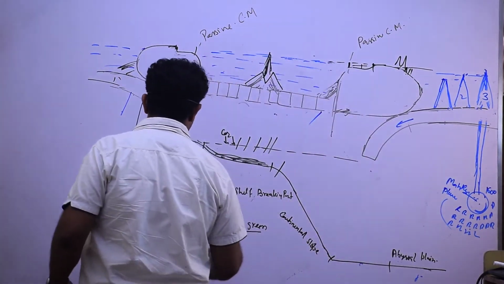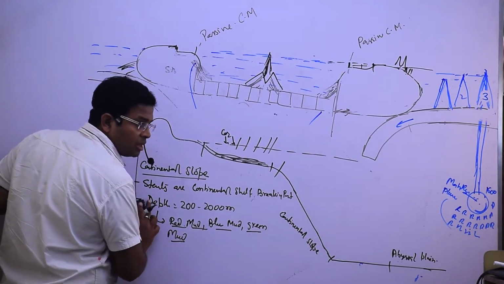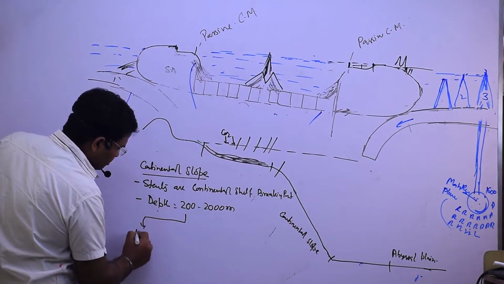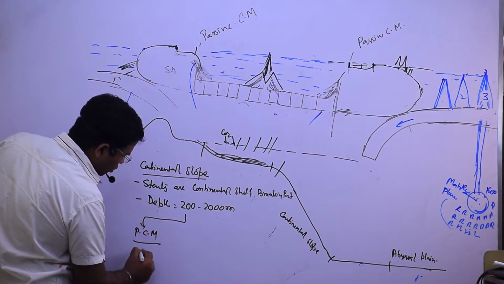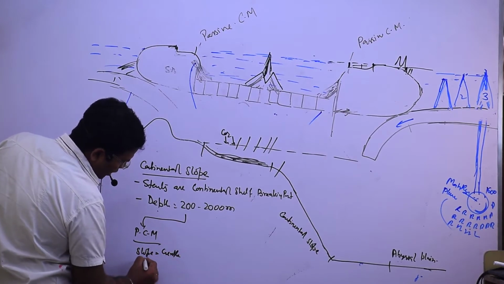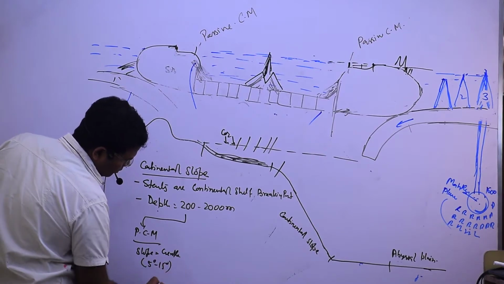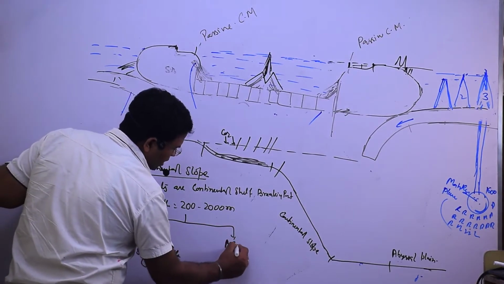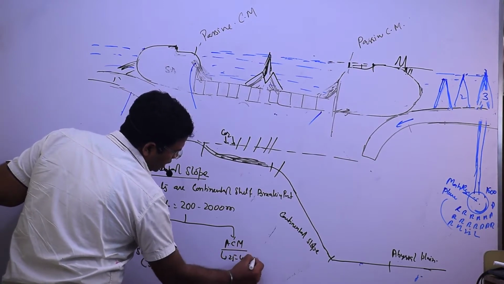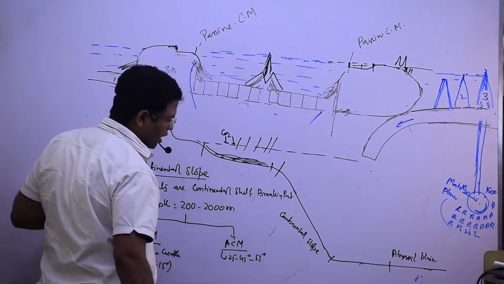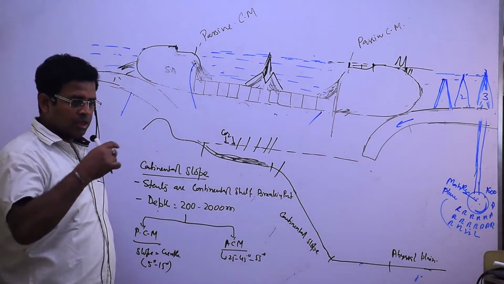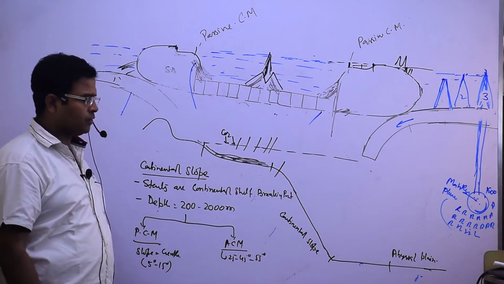And continental slopes. At a passive continental margin, the slope is gentle, or we can say 5 degree to 15 degree. But at an active continental margin, it will be 25 to 45 degree, and it can even reach up to 55 degree. Understood?